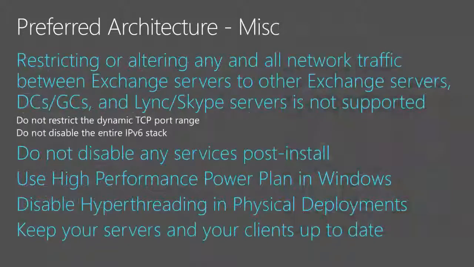All right. And then some miscellaneous things. Not 100% part of the preferred architecture, but they will be because there's stuff we either do or do not want you to do. For example, we don't want you to restrict any traffic between Exchange and directory servers, or Exchange and Lync servers, or Skype servers, or any other servers. So I know some companies have firewalls around their data centers. Okay? You actually have to open all the ports in order for Exchange to do that, or you're not in a supported configuration.